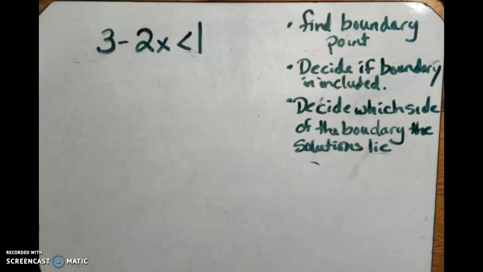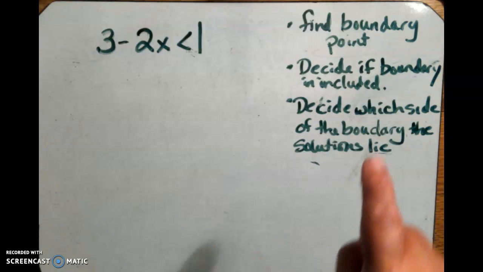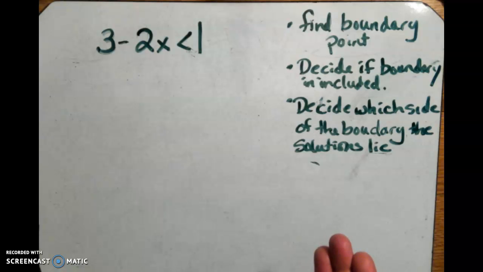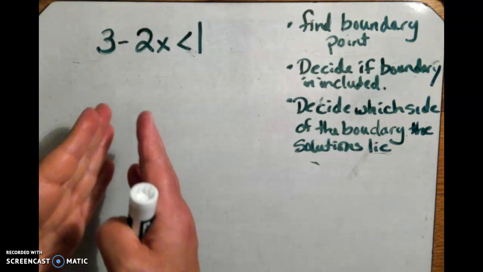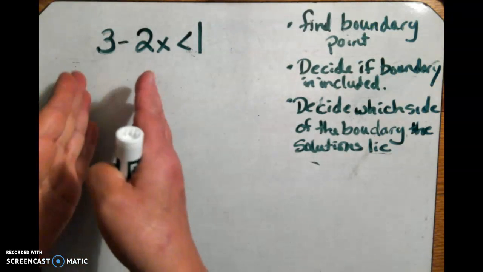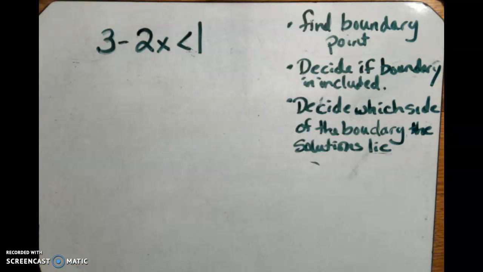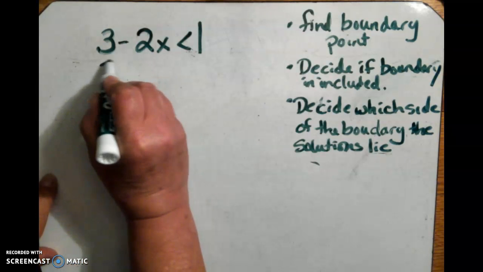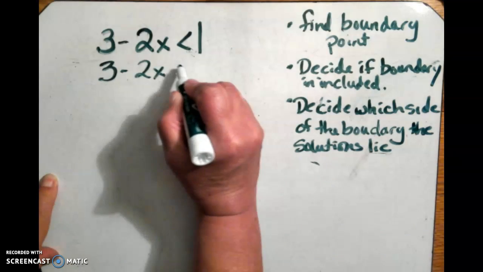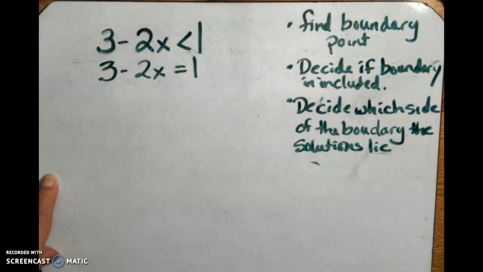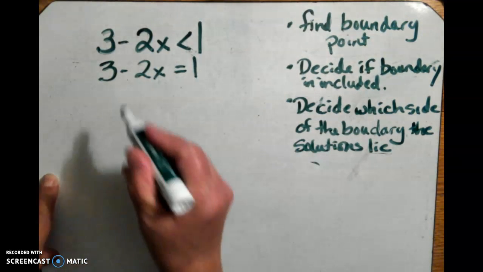The first thing you have to do is find your boundary point. And then you have to decide if that boundary point should be included. And then you have to decide which side of the boundary point all the solutions lie on. Okay? So the very first step, finding the boundary point, is really about finding the value that actually would make this side equal to this side. So what we do is we change this into an equation. So I'm going to just rewrite this, but as an equation. And we know how to solve equations. Now we're just solving for x.